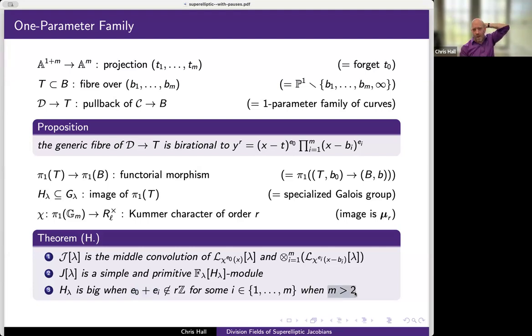Okay? All right, so this is the big picture that I wanted to tell you about. We introduced these superelliptic curves. We introduced their Jacobians, the division fields of the Jacobians, and then asked the question of what kind of Galois groups do we get? And the answer is that we get big Galois groups. Why? Well, because if you look at a very nicely chosen one parameter family, then already in that situation, we get nice big Galois groups.